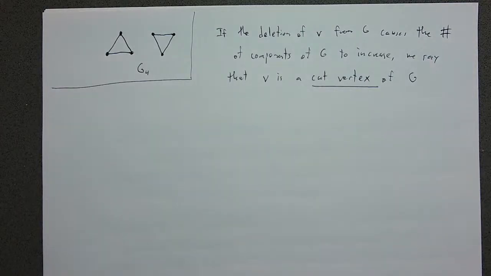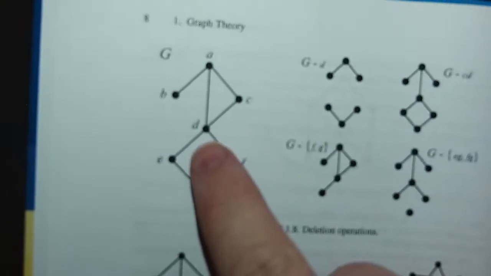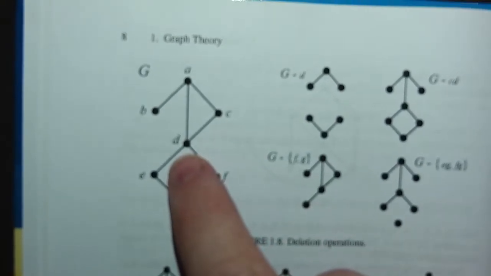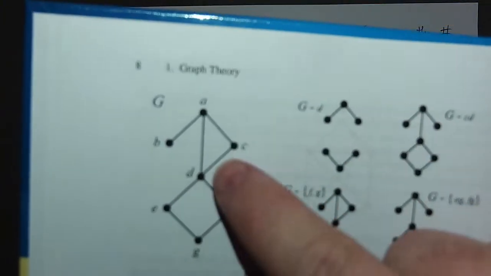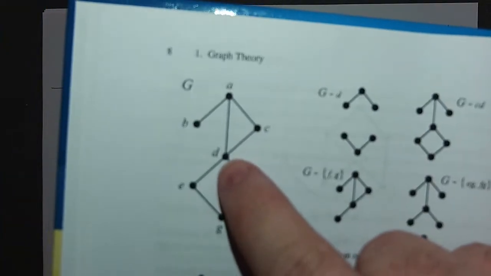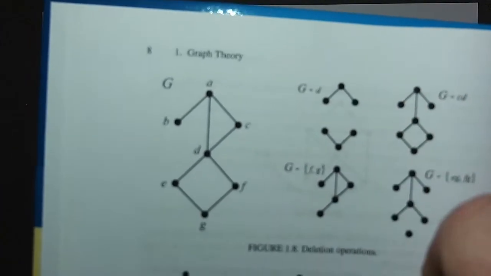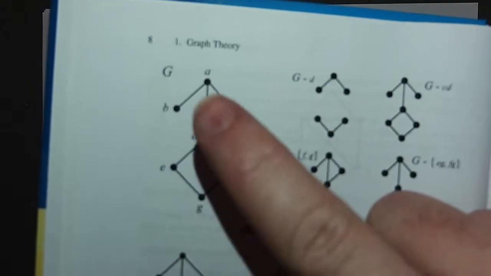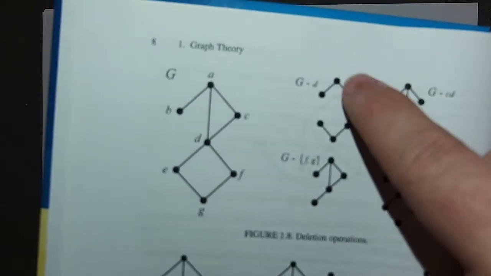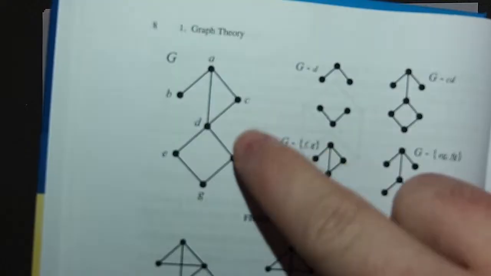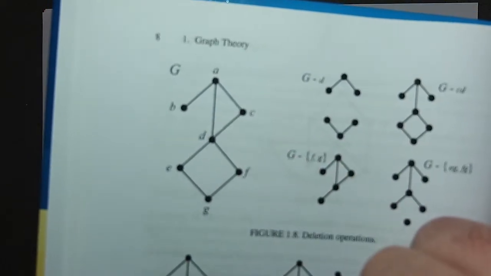Okay, going back to my picture here, D is a cut vertex of the graph G because when I delete D, now the graph has two connected components. Where it was a connected graph before, so it had one connected component, now it has two, so D is a cut vertex of the graph G.